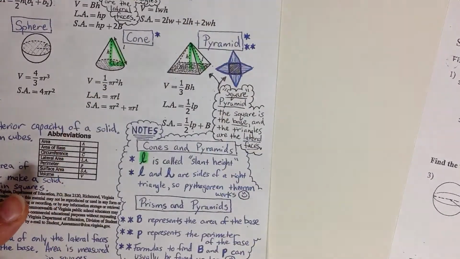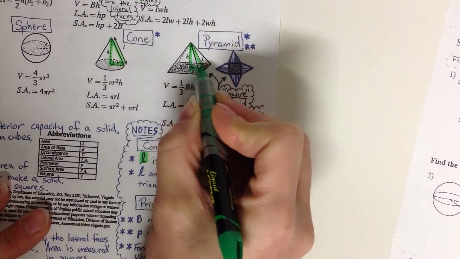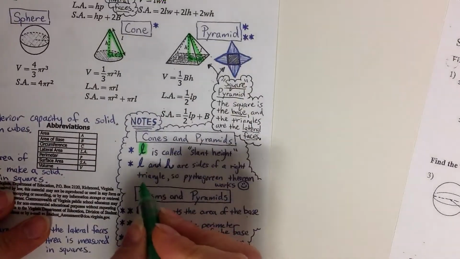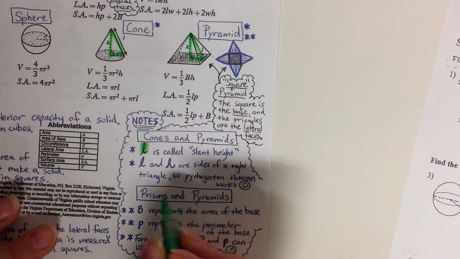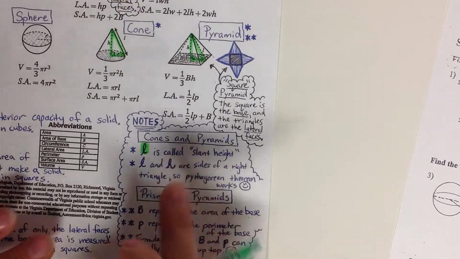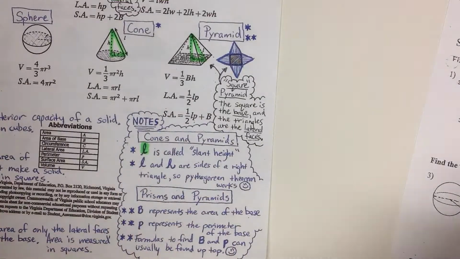So that's a radius in a cone. We don't call this a radius, but it's going to have the same effect. And what you need to understand is that L and H are sides of a right triangle. So that opens up Pythagorean theorem in your cones and pyramids. So here's what I mean.